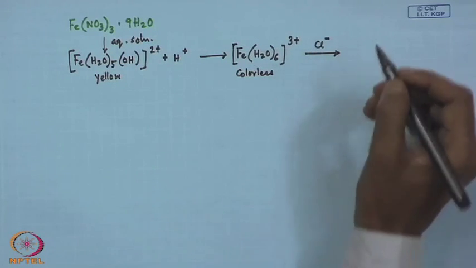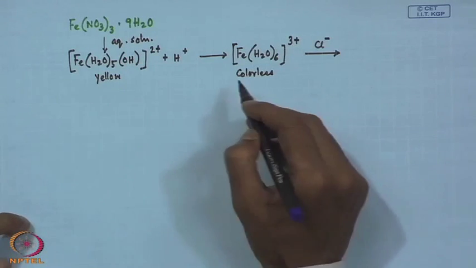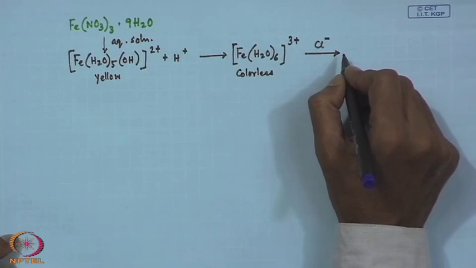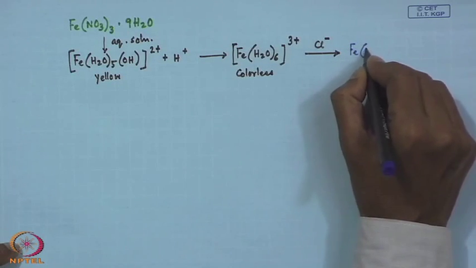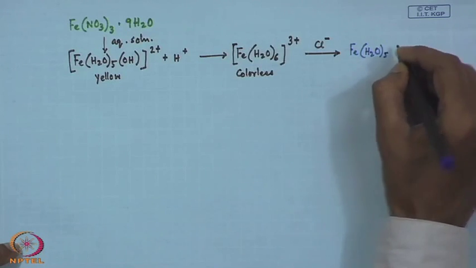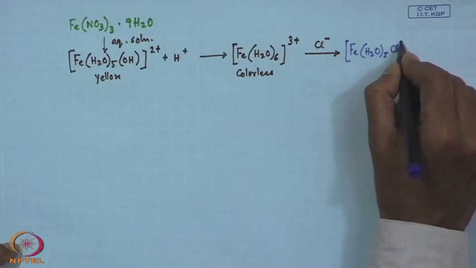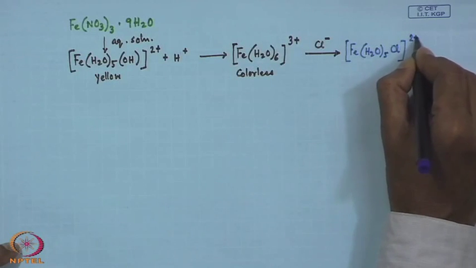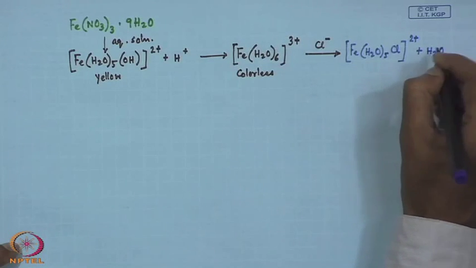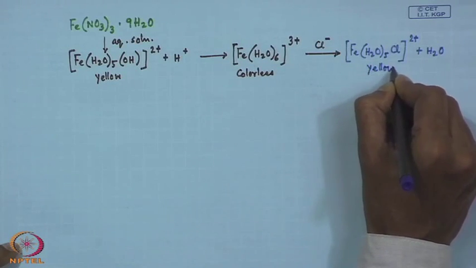And when it reacts with say some chloride ion, when the chloride ion is supplied to this, we get another compound, because most of these compounds what we are talking about here are all labile compounds. So, here also we have pentaaqua, and one water molecule will be replaced by the incoming Cl-. So, this is basically a substitution reaction using Cl- with the elimination of one water molecule, which is again going back to the same color, which is yellow.